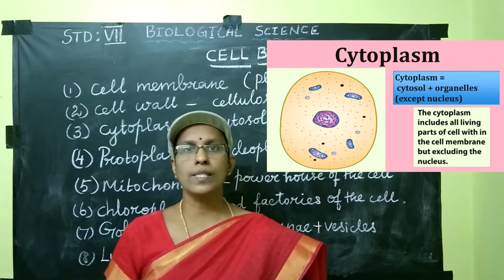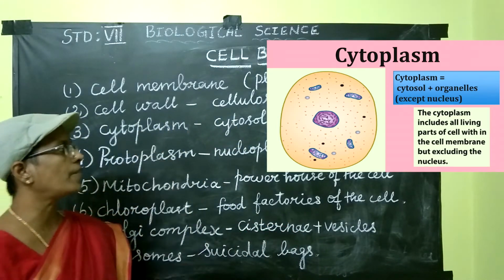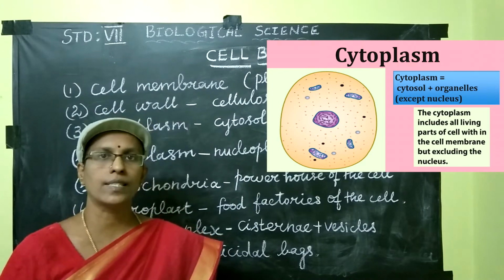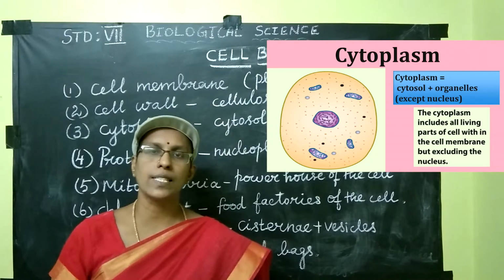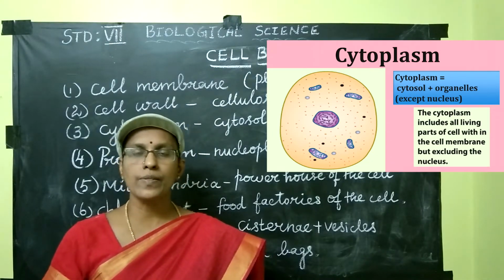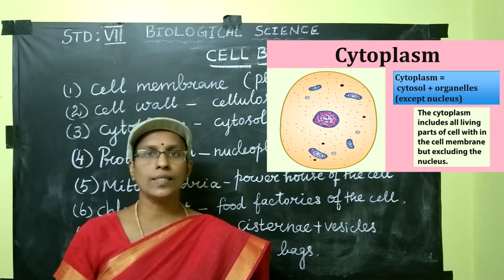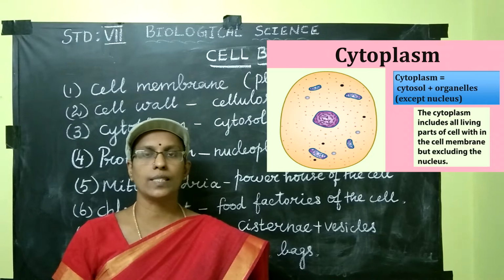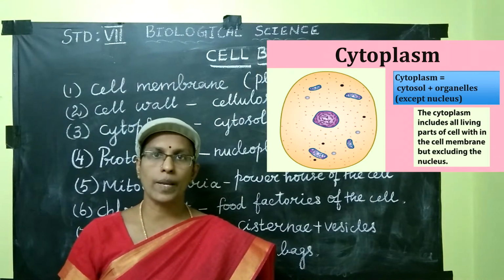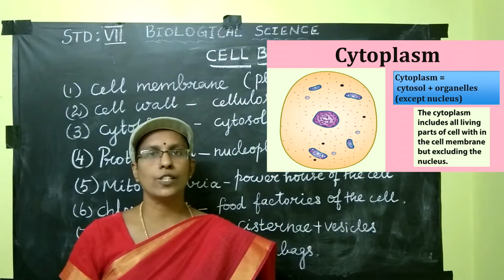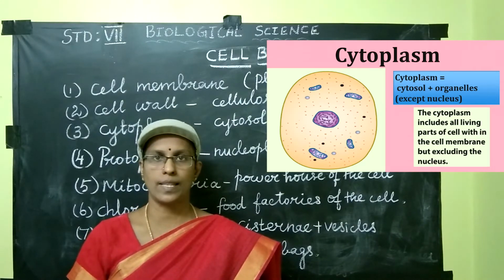The cytoplasm is made up of cytosol and the cell organelles. What is cytosol? Cytosol is a jelly-like medium which is present inside the plasma membrane. It is made up of 70 to 90% water. Usually it is colorless. And what are the other structures or organelles present inside the plasma membrane? They are mitochondria, ribosomes, Golgi complex, endoplasmic reticulum, centrioles. All these are surrounded by the plasma membrane and the cell wall in the plant cells.